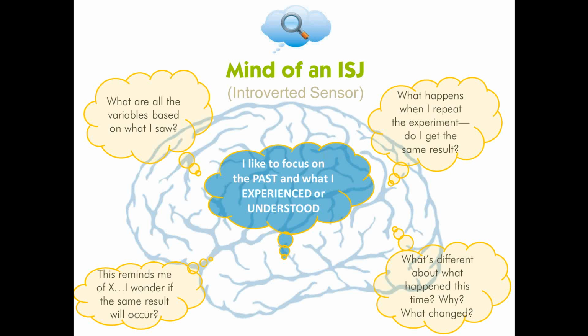So a lot of the questions they'll ask themselves when they're gathering data are things like, what are all the variables based on what I saw, past tense? What happens when I repeat the experiment? Do I get the same result? What's different about what happened this time, and why, and what changed? Or this reminds me of X. I wonder if the same result will occur.